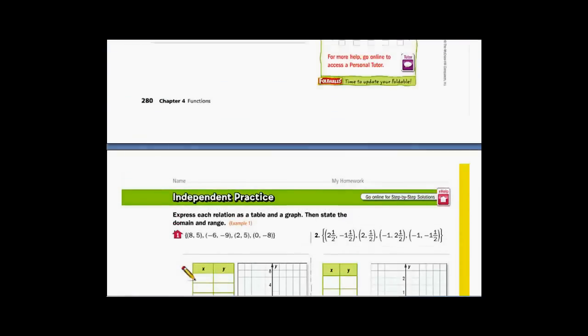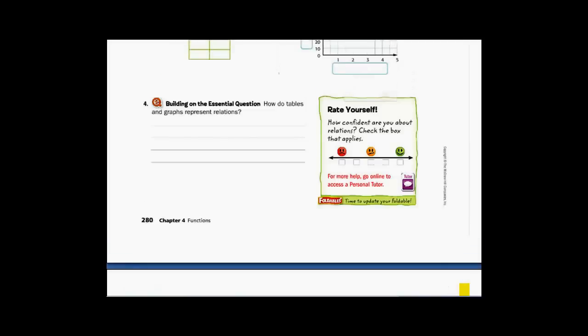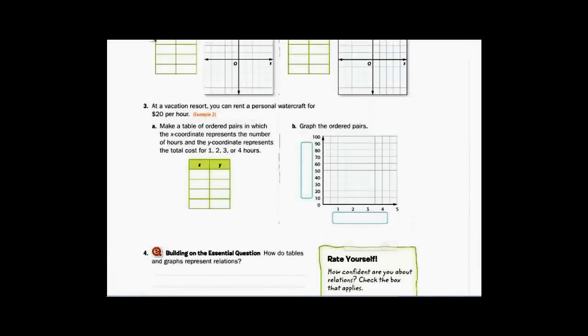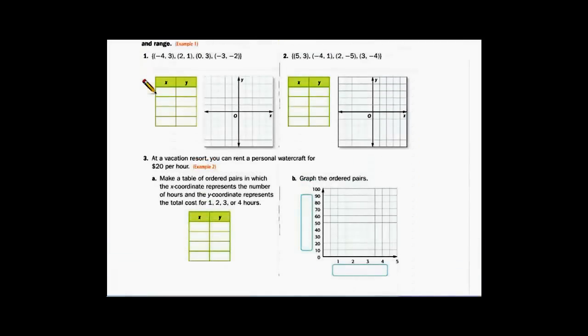So let's get back to the guided practice. I think you can make the chart pretty well without an issue, but I do want to maybe have you pause it and try 1 and 3. Come back with me and we'll do it. All right, so for the first one, it says make a chart, make a table, state the domain and range.